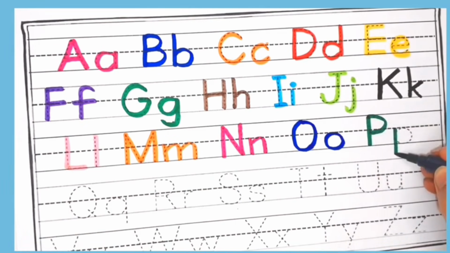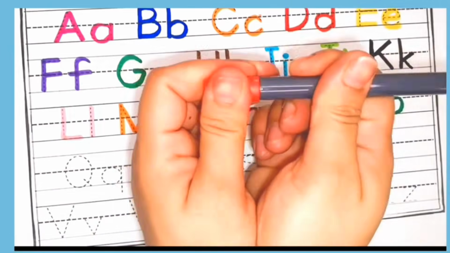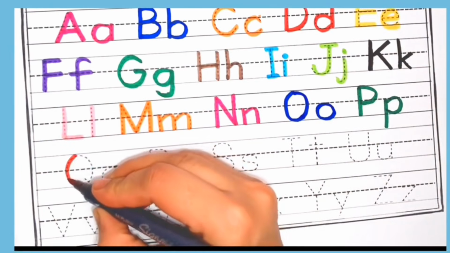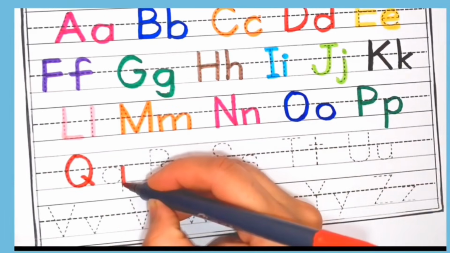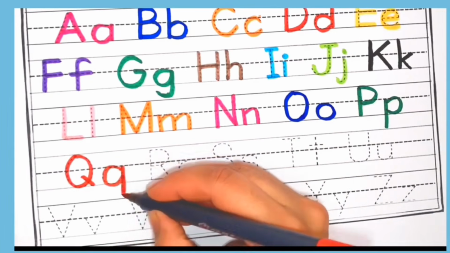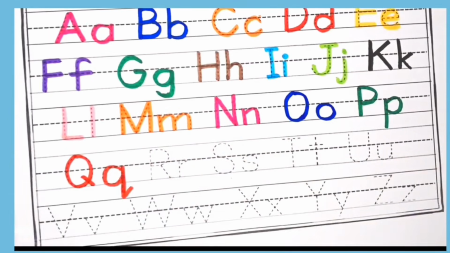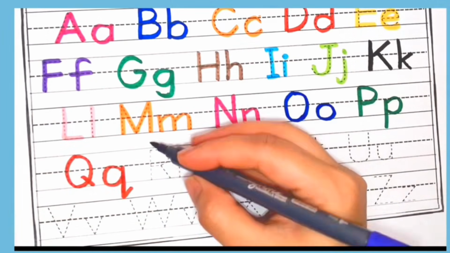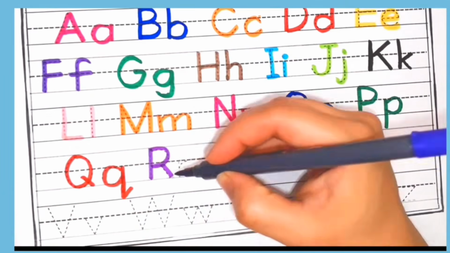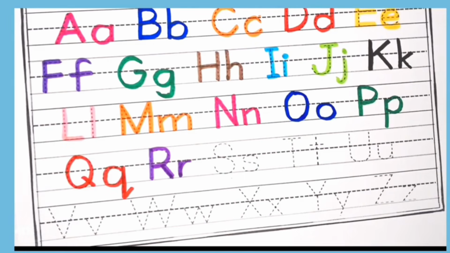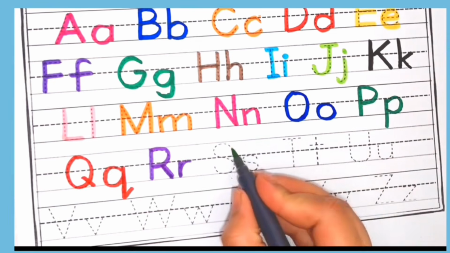Capital P, small p for panda. Capital Q, small Q for queen. Capital R, small R for rainbow.